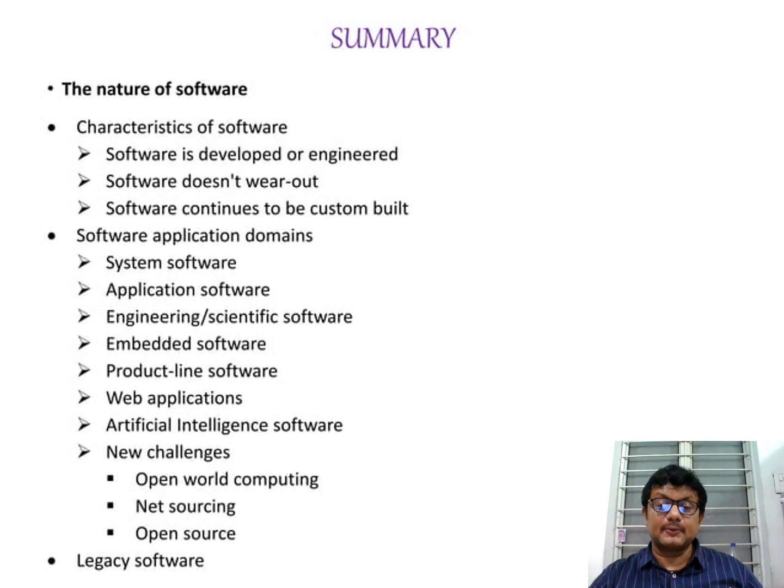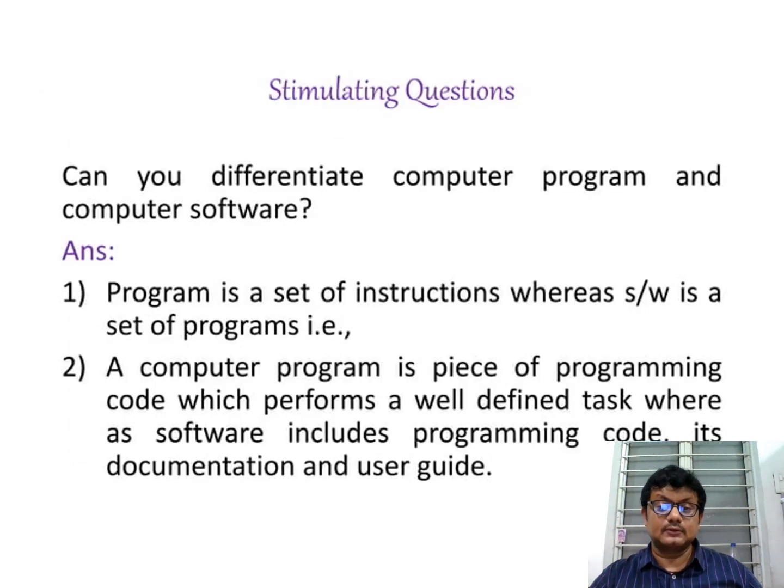Software is developed or engineered, software does not wear out, software continues to be custom built. Software application domains are system software, application software, engineering scientific software, embedded software, product line software, web applications, artificial intelligence software. New challenges are open world computing, net sourcing, open source, legacy software.